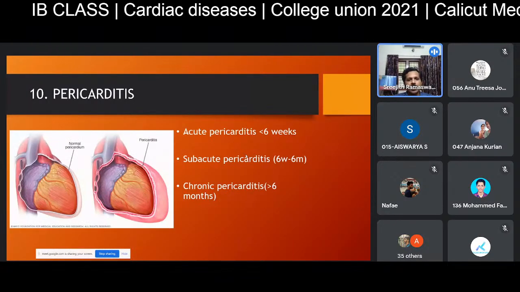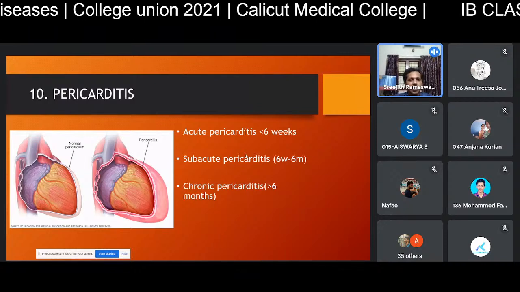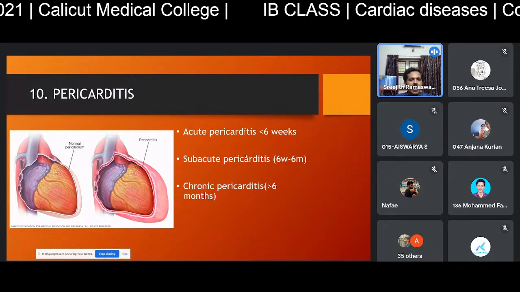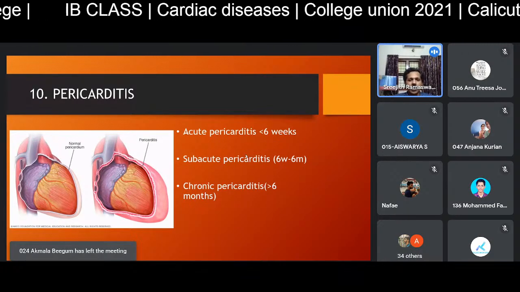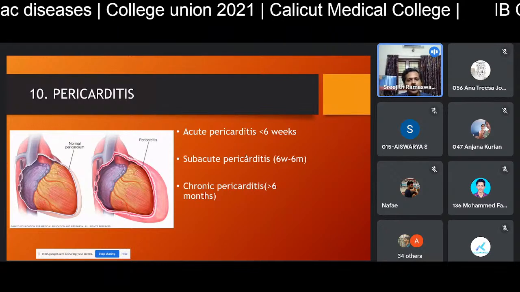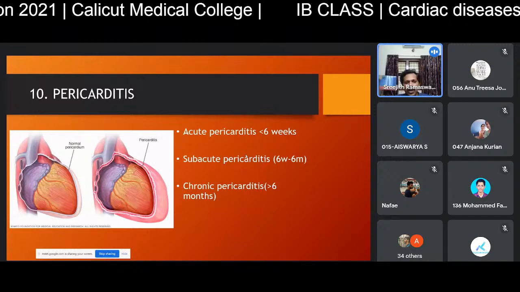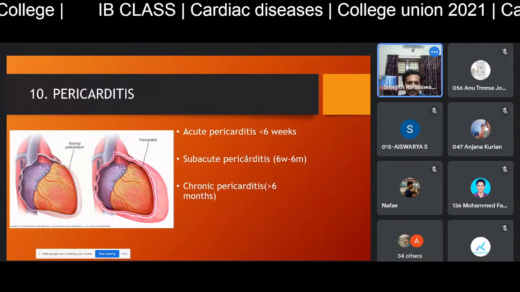Now coming to the second last topic, the penultimate topic, that is pericarditis, the pericardial diseases. Pericarditis basically is an inflammation of the pericardial lining of the heart, and it can be divided as acute, subacute, and chronic. Acute means less than 6 weeks duration, short duration. 6 weeks to 6 months is subacute, and more than 6 months is chronic pericarditis. So that is how you classify pericarditis into acute, subacute, and chronic.